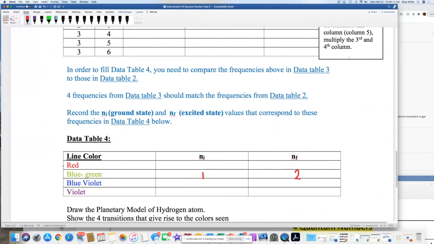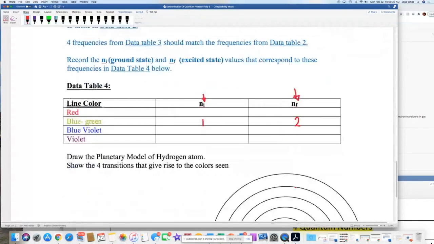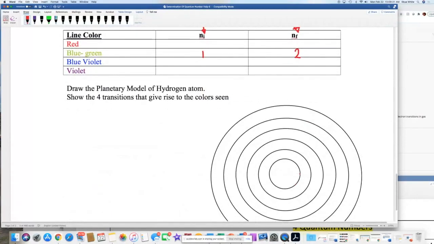Okay, you will end up having 4 different sets of transitions of the electron as it goes from the ground state to the excited state. Once you're done with these 4, you will then draw this. You want to make sure you label this. So this is n equals 1, n is 2, n is 3, n is 4. Remember, this is Bohr's model, right? So all we're seeing here is circles. And then here we have our nucleus in the middle.